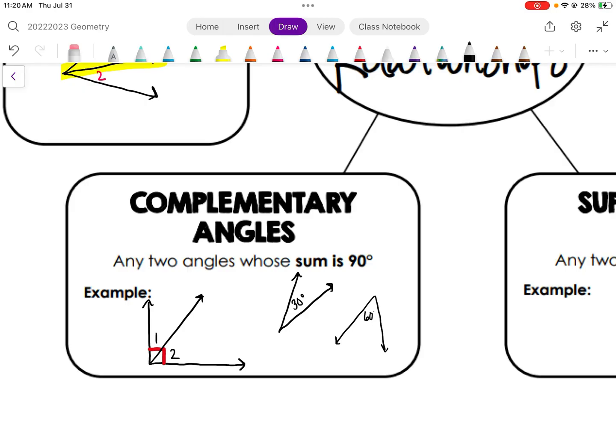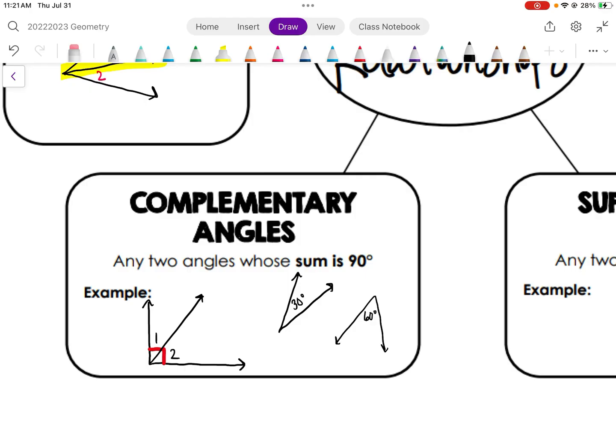And this angle is 60 degrees. They're not adjacent. They're not put together. They don't necessarily make a right angle right now because they're not put together, but they're still complementary because they add to 90 degrees. Now, if I move those angles and I did put them together, they should kind of make that L shape. They should make 90 degrees. So there's two examples of complementary angles.